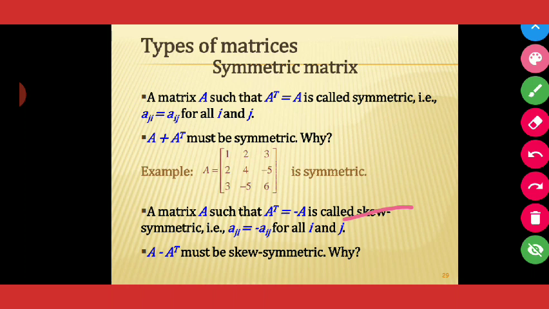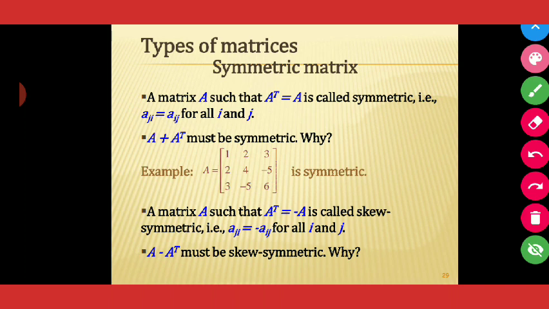Next is symmetric matrix. In symmetric matrix, if the transpose of a matrix is equal to itself, then the matrix is known as symmetric matrix. Okay. Now write this: a matrix A such that AT equal to A, means transpose of matrix equal to itself, then the matrix is known as symmetric matrix. In general, we can write Aij equal to Aji.